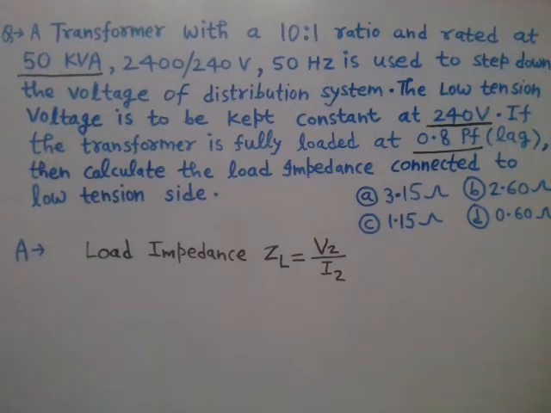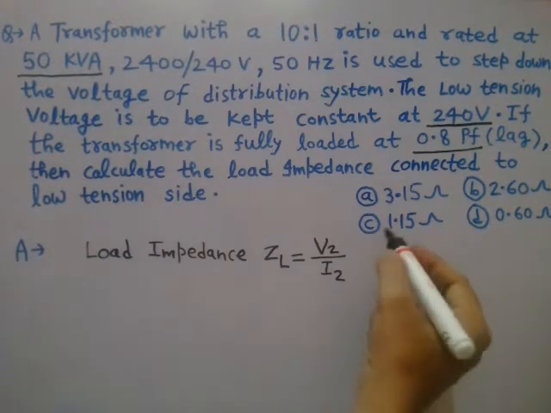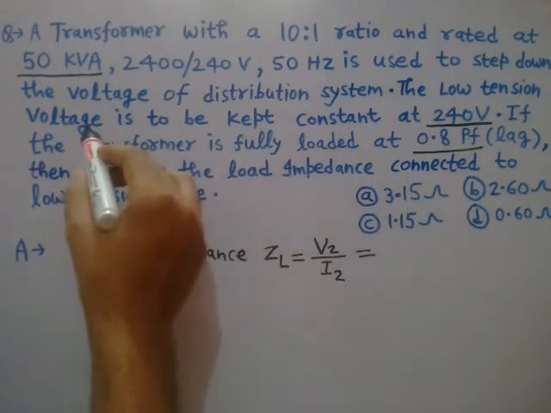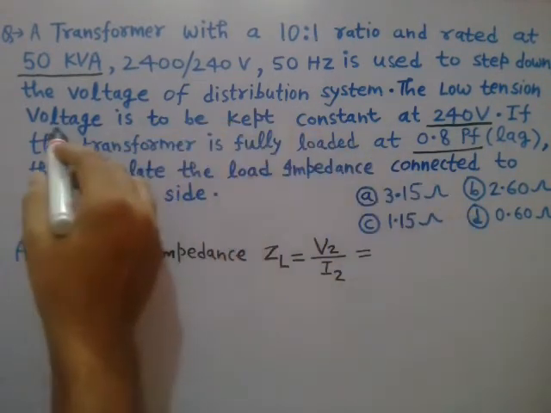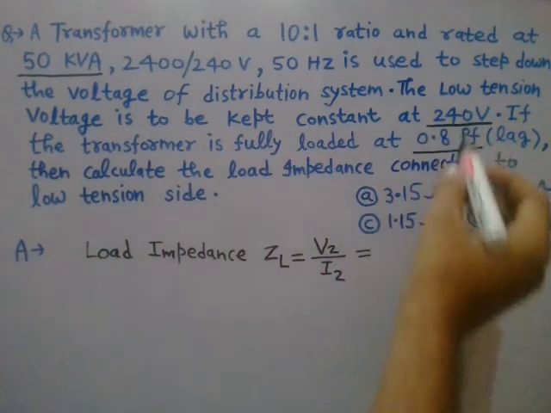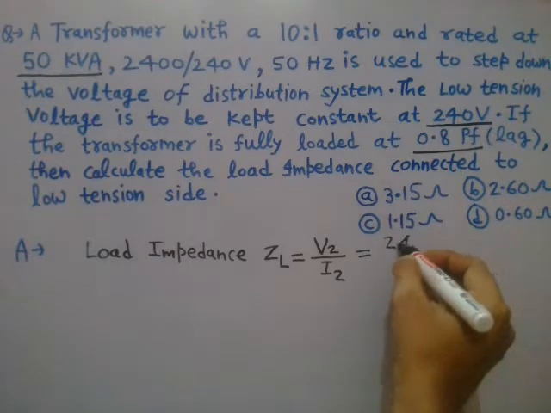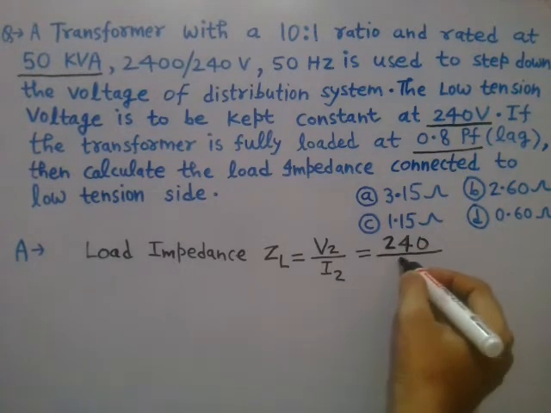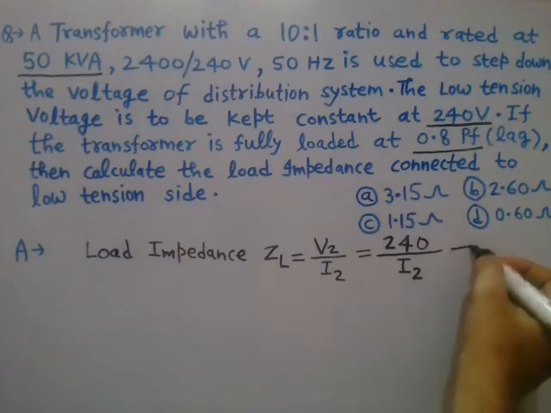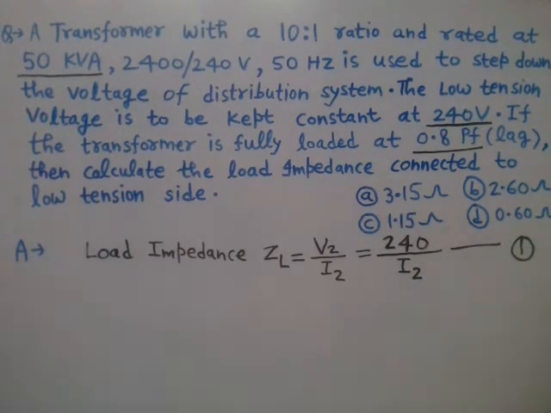Now you know this V2. It is given in the question that the low tension side voltage is kept constant at 240 volt. So 240 volt is the low tension side voltage. Now your job is to find out this current I2. Once you find I2, you will be able to find the load impedance. So our job is to find the load current I2.